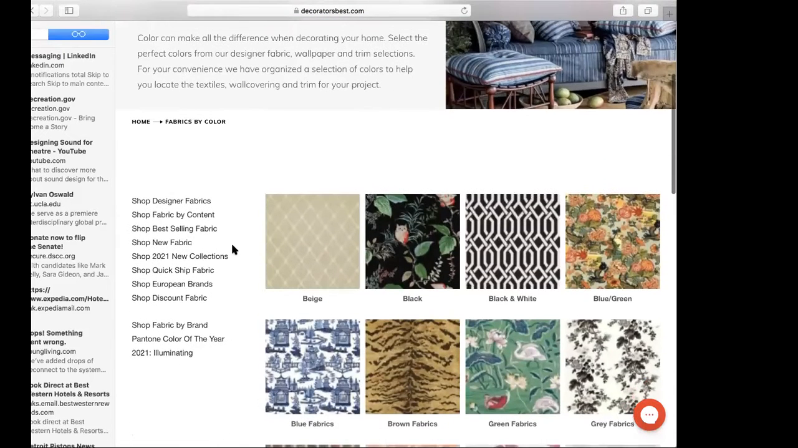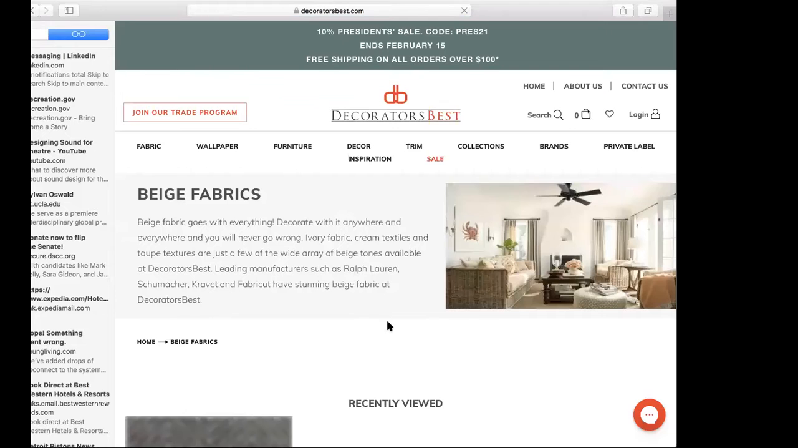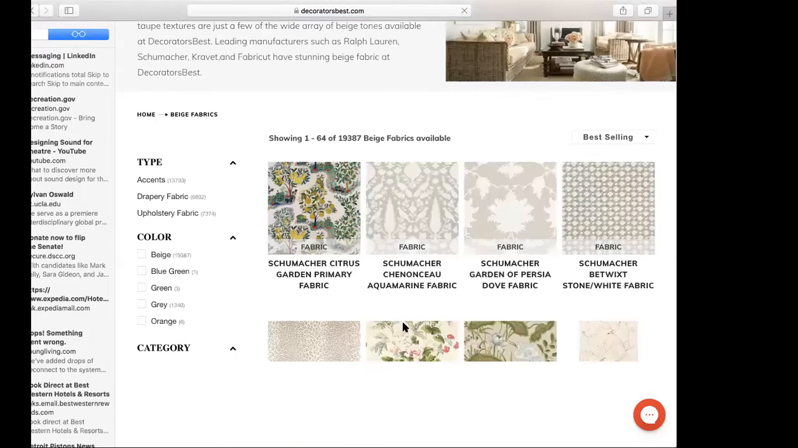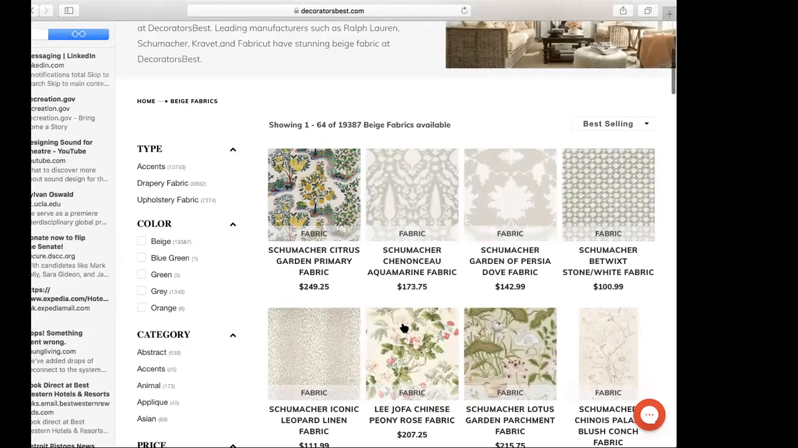I didn't realize that this is upholstery fabric. That's okay. I was wondering why it was so expensive. Whoa, expensive? That doesn't matter. You have unlimited budget. Nice. So that's fabulous. And you should know that when you're looking at Schumacher fabric, aquamarine at $173 a yard, wow.